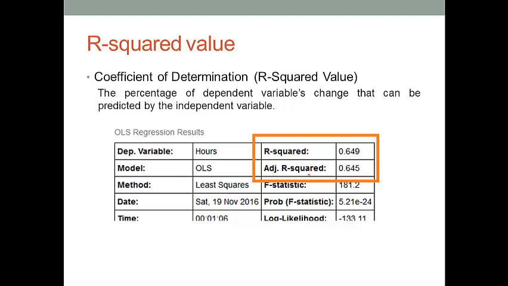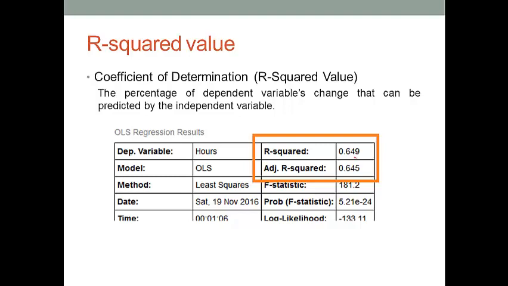But we do want to figure out what R-squared value represents. It represents the percentage of the dependent variable's change that can be predicted by the independent variable. In our case, let's use the R-squared value. It's 0.649, about 65%. What does this mean? This means if the user's mobile app usage changes by 1 hour, about 65% of this 1 hour change can be predicted by the user's incomes factor.